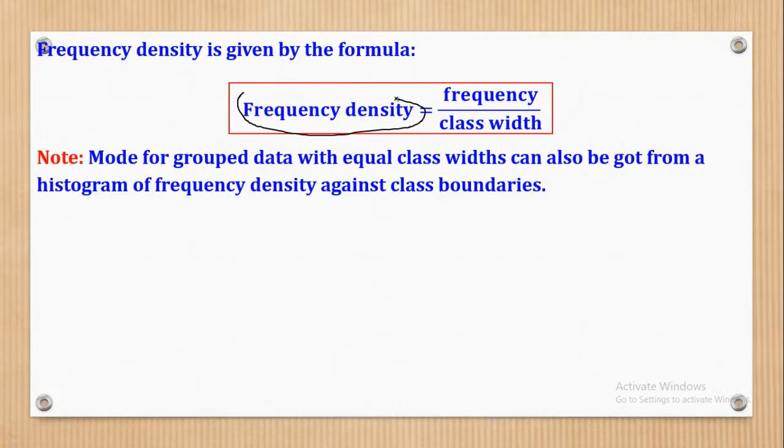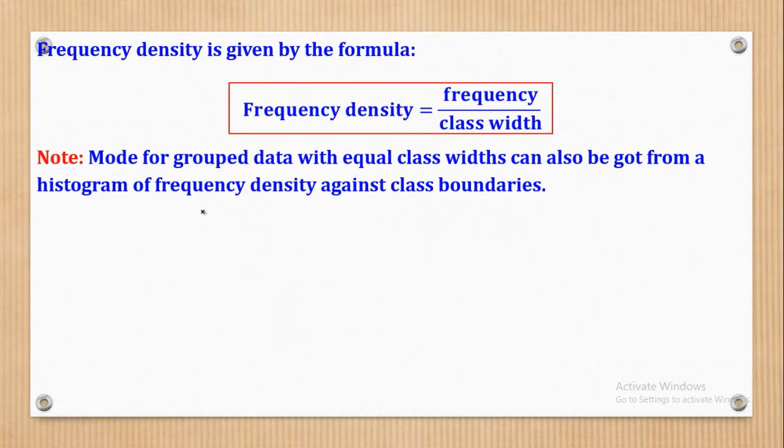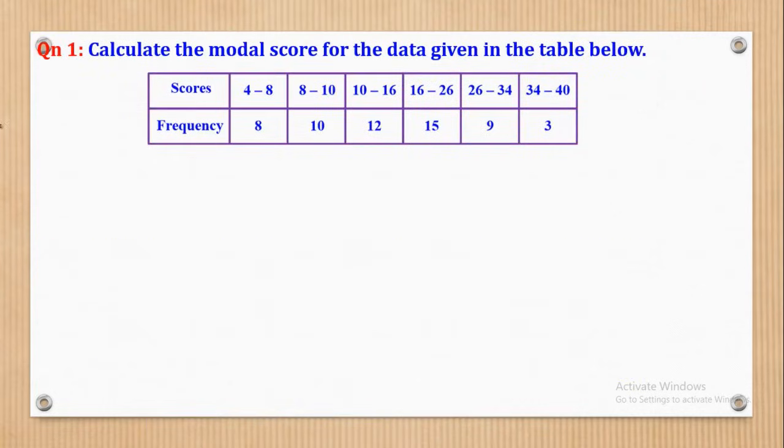Now frequency density is frequency divided by the class width. And the note is that for grouped data with unequal class width, so this one, it should be unequal, not equal. With unequal class width, the mode can be got from a histogram of frequency density against class boundaries. It is no longer frequency, it is frequency density. So we shall see that in the worked examples. So let's start with this question.